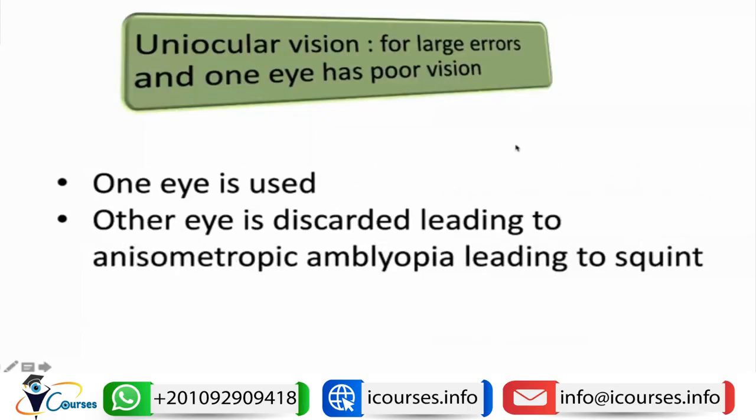But if one eye has large error and the other eye is normal or near normal, this will lead to neglect. The brain will neglect the eye that has poor vision, leading to only uniocular vision by the sound eye. So only one eye is used and the other eye will be discarded, leading to anisometropic amblyopia, which will lead to squint.